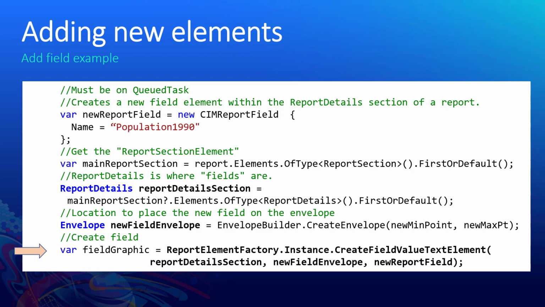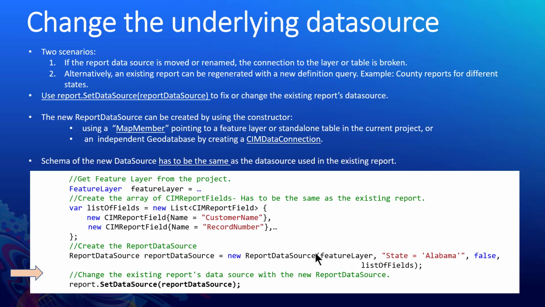Next, I'm specifying the location to place my field using this envelope object I create. Final step, I call the create field value text element method on the report element factory class. I'm passing in the report details section, the envelope of the new field, and the sim report field as the parameters. This will return a new graphic element object and will create a new field on my report.